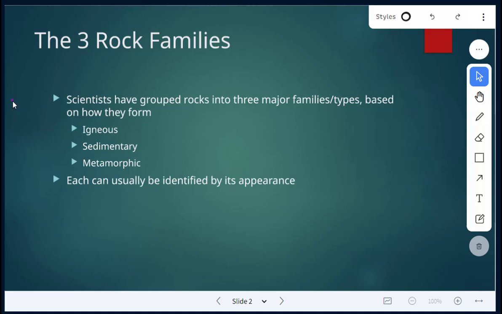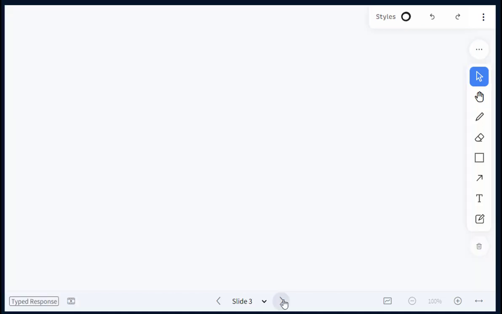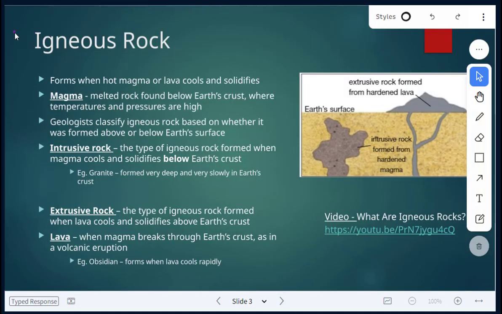Basically, scientists, geologists, have grouped rocks into three major families or types based on how they form. The three we're going to talk about are igneous, sedimentary, and metamorphic. And usually each of these can be identified by their appearance. So we'll start by talking about igneous rock first.